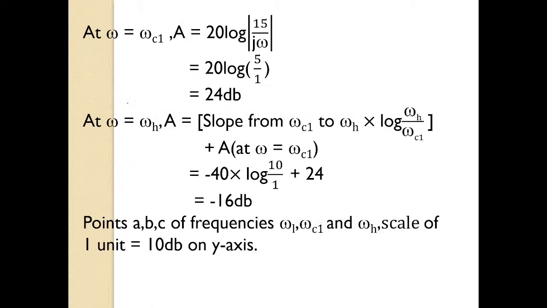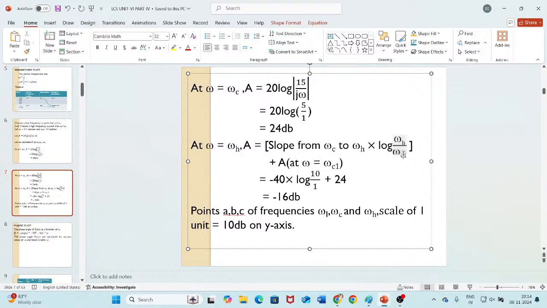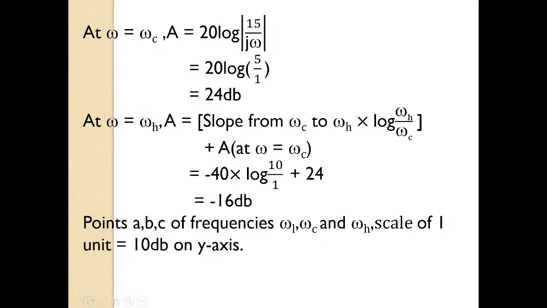So let us go to the next. Now let us consider omega equal to omega C. Here we have only one corner frequency, so no need to write omega C1, I just removed that. So when omega equal to omega C, A is 20 log 15 by j omega. So what is the omega value? Omega C is 1. So 20 log 15, just simplify, you'll get 24 decibels. Now the A value is 24. Next, consider omega equal to omega H. What is the omega H value?